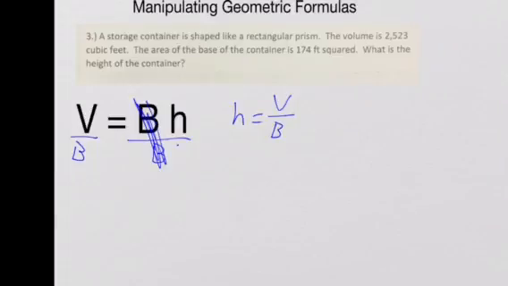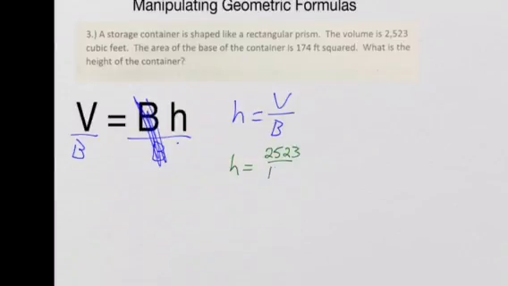So let's go ahead and plug in those numbers and see where it takes us. So h equals, and we know the volume is 2,523, and we know that the area of the base is 174. So we go ahead and divide 2,523 by 174, and we get the height equals 14.5. And of course, it's a distance, so it will simply be feet.